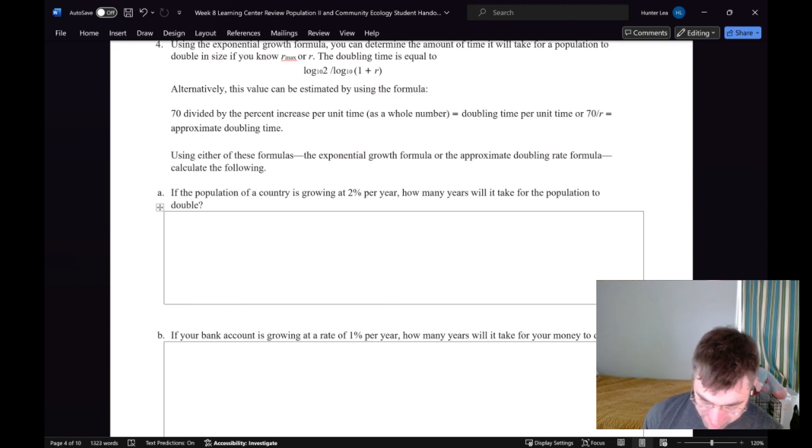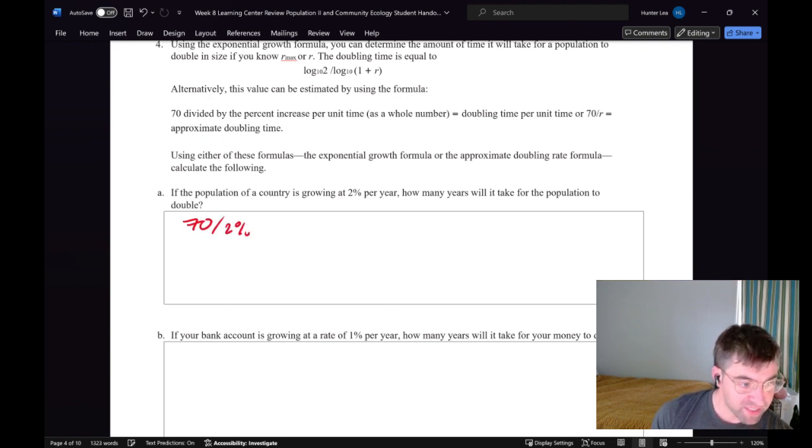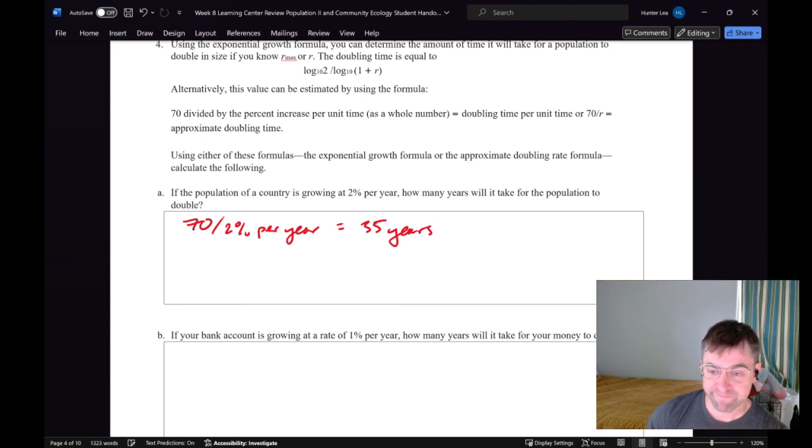Using either of these formulas, the exponential growth formula or the approximate doubling rate formula, calculate the following. So if the population of a country is growing at 2% per year, how many years will it take for the population to double? And that is simply 70 divided by 2% per year equals 35 years. And that is a useful approximation.